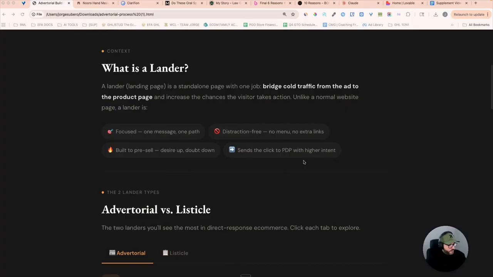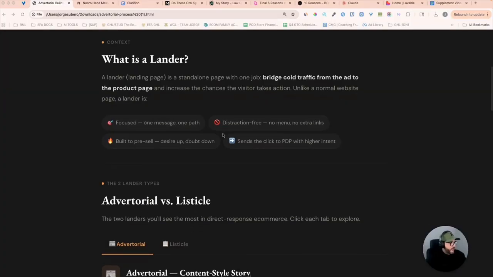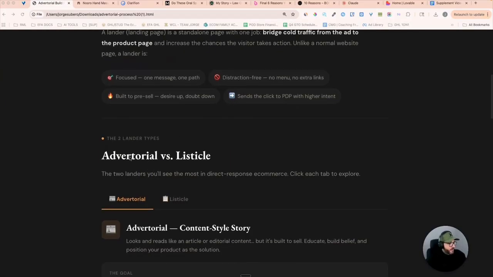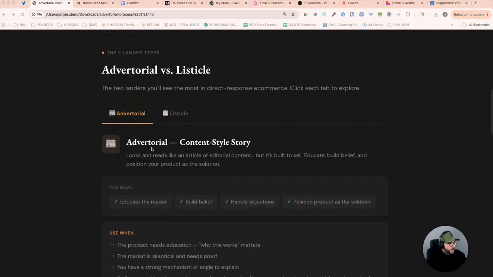Okay, so now that we know what a pre-lander is, the next thing you need to know is that there are two main types of pre-landers that we're going to be using for our stores or for our supplements. The first one is the advertorial, and the other is the listicle. In this case, we're going to talk about the advertorial.